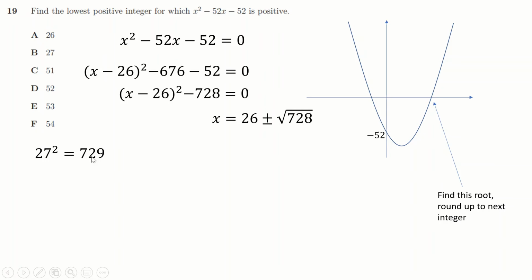Now, just quickly here, I'm going to note that 27 squared is 729. The reason I tried 27 is because I know what I previously learned was 26 makes this. So I'm going to try 27, but 27 is too high, which means this is ever so slightly less than 27, which means if I just replace it with 27, in other words, make it ever slightly bigger, I get x is less than that thing. So this root here is slightly less than 53, which means the integer 53 is just slightly to the right here, and that's the lowest integer for which this graph is positive.